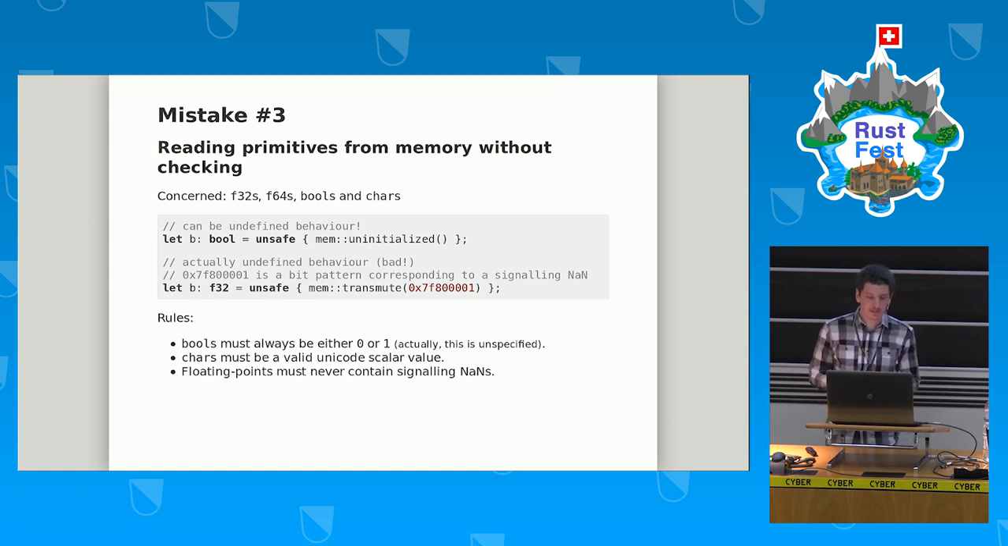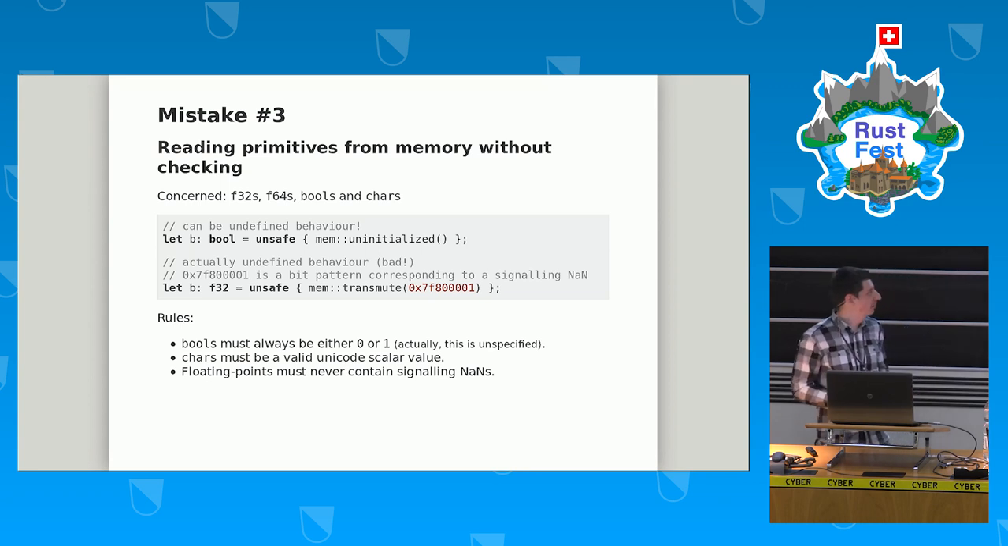Mistake number three, reading primitives from memory without checking. So it concerns three different things: floating points, bools, and chars. The specifications of Rust say that the memory representation of booleans must always be either one or zero, although this is technically unspecified, but whatever. The memory representation of chars must always be a valid Unicode scalar value. And the memory representation of floating points must never be a signaling NaN.